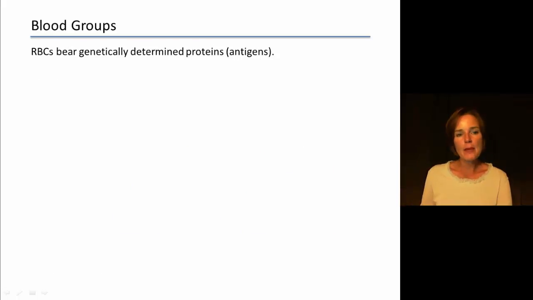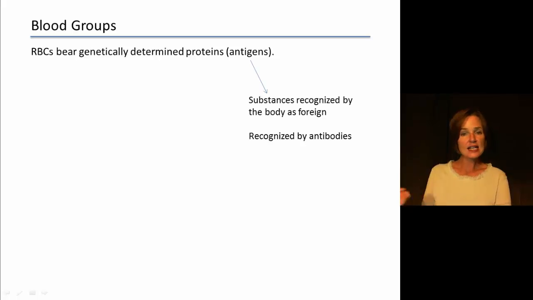If we talk a little bit about blood groups, our red blood cells do contain genetically determined proteins on the exterior, and we refer to these as antigens. As antigens, these are substances that are recognized by the body as foreign. Specifically, they are recognized by antibodies, and antibodies have a very specific recognition of antigens.